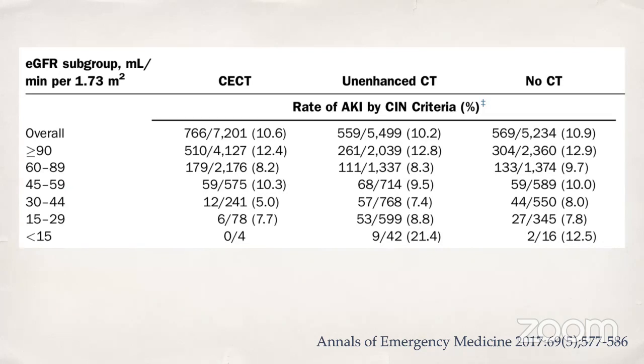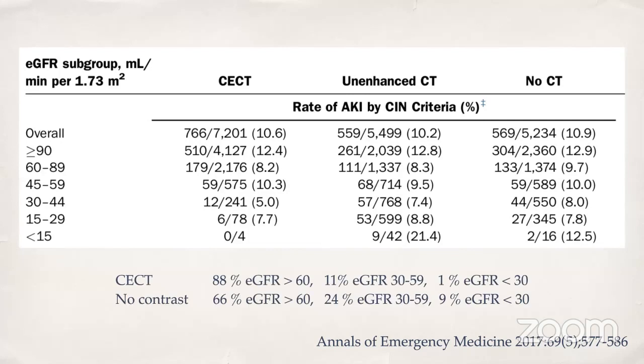This was interpreted as saying that contrast didn't cause any acute kidney injury, but one of the things that I noticed about this study, which is interesting, even though they were supposedly matched, is that the overall renal function in the people who got contrast seemed to be a bit better than those who did not get contrast. So 88% of the people who got contrast had a GFR of over 60, and only 1% had a GFR less than 30. And that was a little bit better renal function than you saw in the patients who were not given contrast.